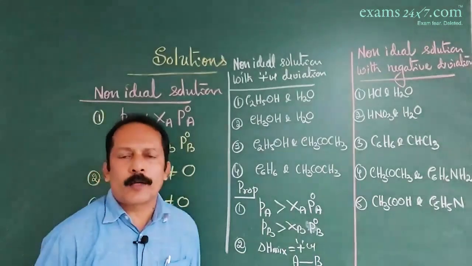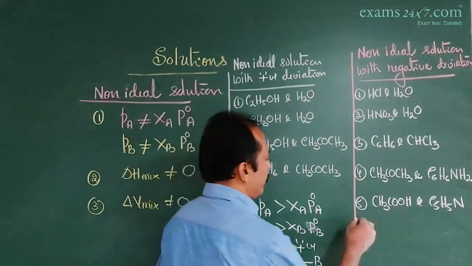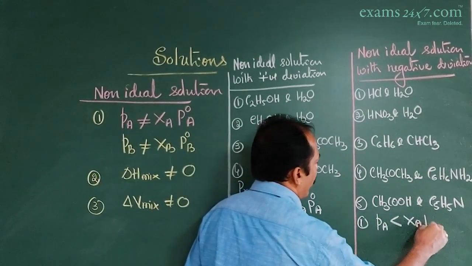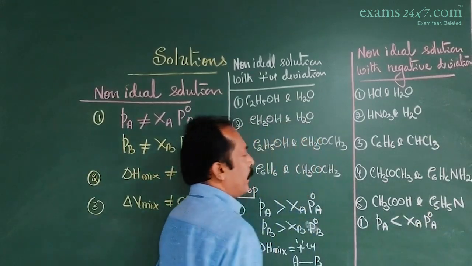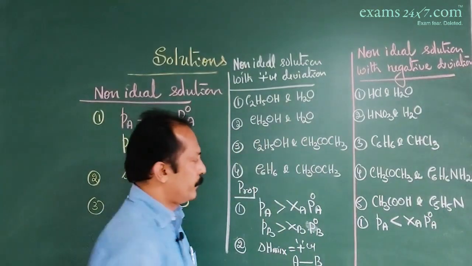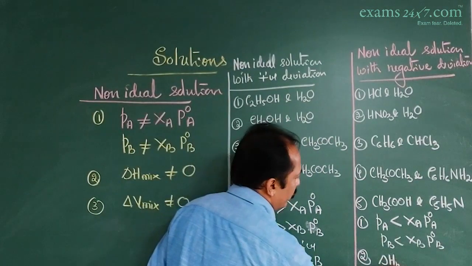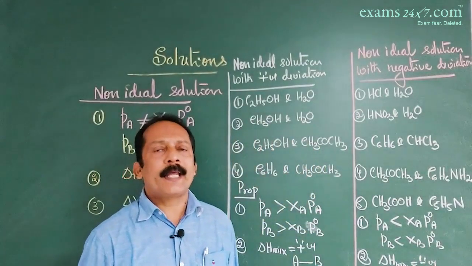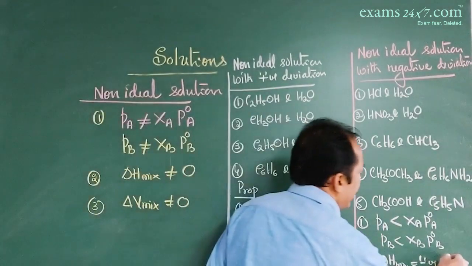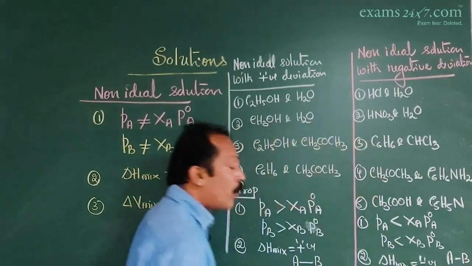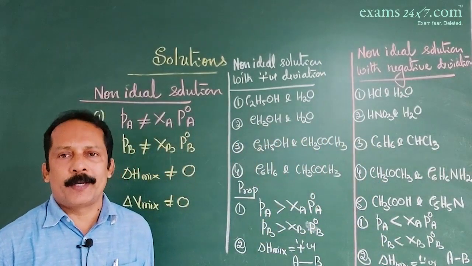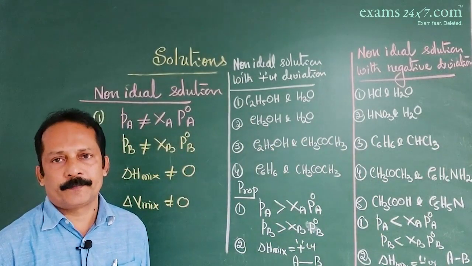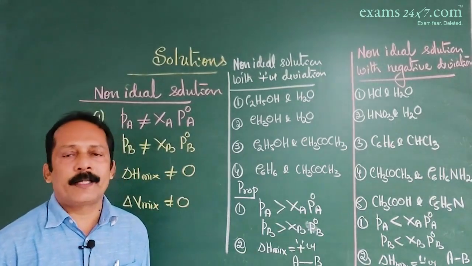Now the properties of non-ideal solution with negative deviation. First, the partial vapor pressure of each component is less than the mole fraction of that component times the vapor pressure of the pure component. Delta H mixing is negative, heat is liberated. Why is delta H mixing negative? The interaction between A and B is more than between the individual components. Therefore, when the individual components mix together, energy is liberated. The excess energy is released, so delta H is negative.